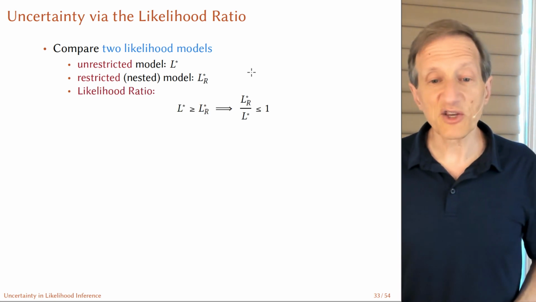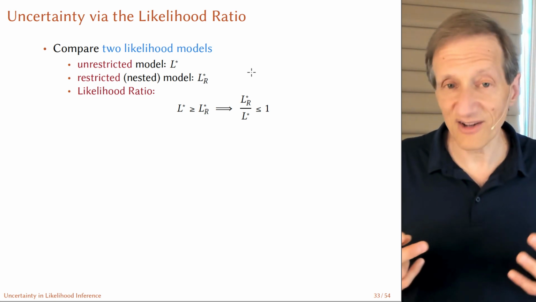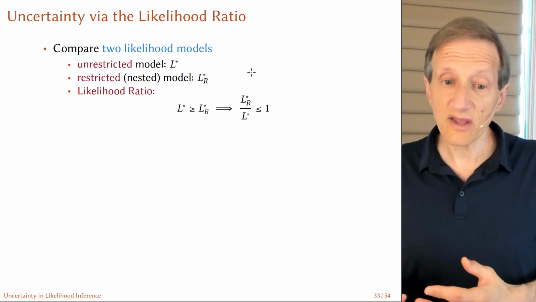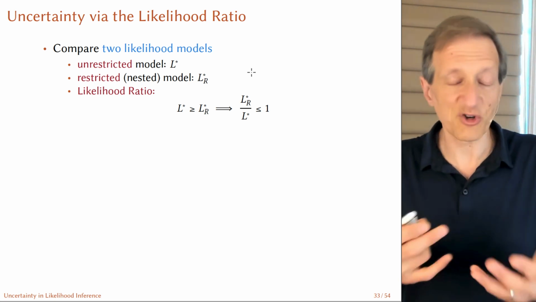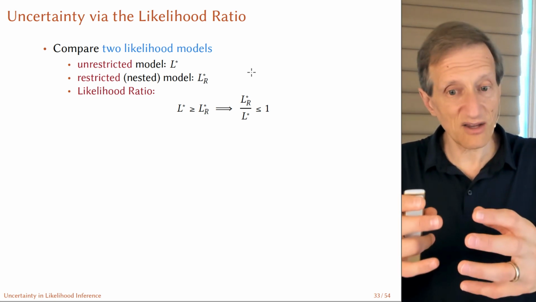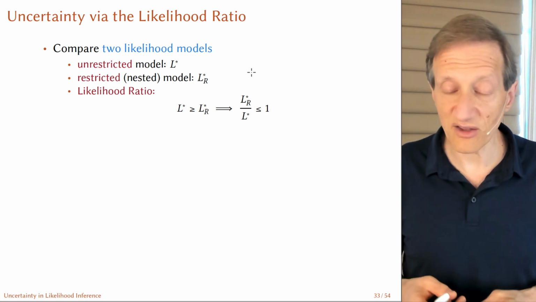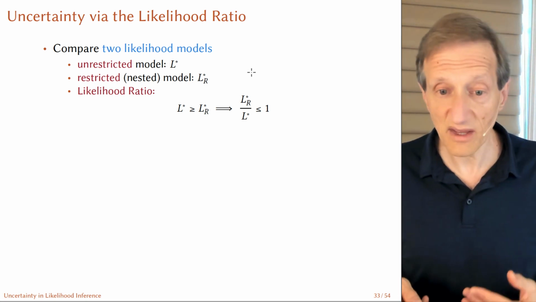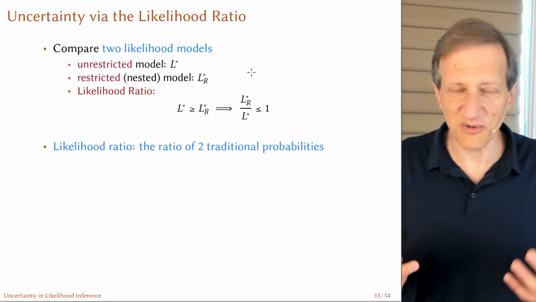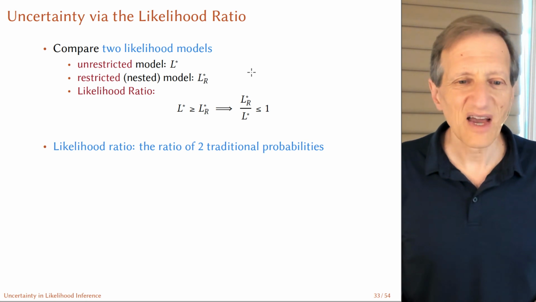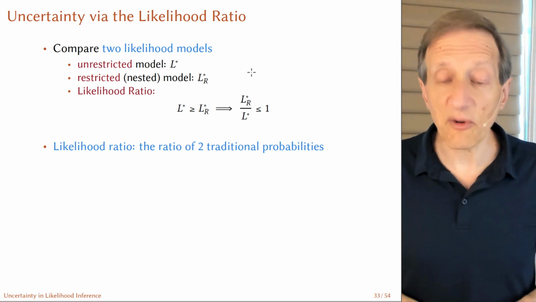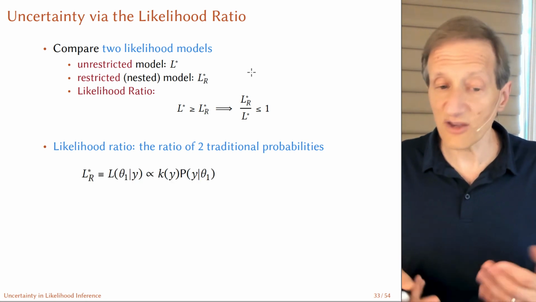Okay, so what's the likelihood ratio? It's literally the ratio of the likelihoods of the two models. The likelihood of the restricted model is never going to be above the likelihood for the unrestricted model, because it's unrestricted. So we're going to take the restricted likelihood divided by the unrestricted likelihood. That's always going to be less than or equal to 1, because the restricted likelihood is never going to be larger. The likelihood ratio then is the ratio of these two probabilities.